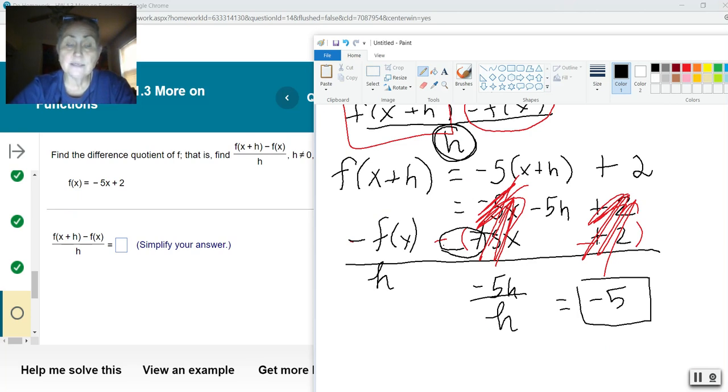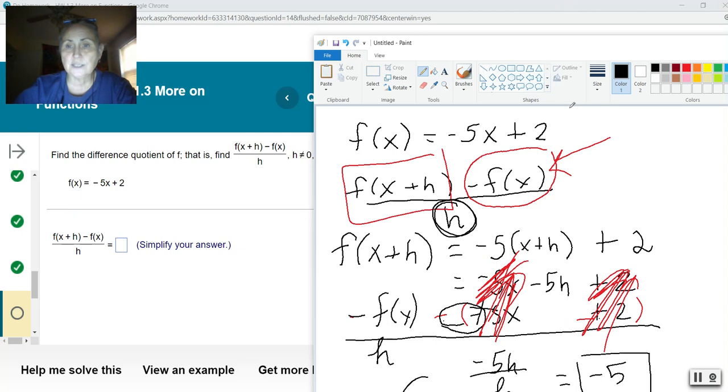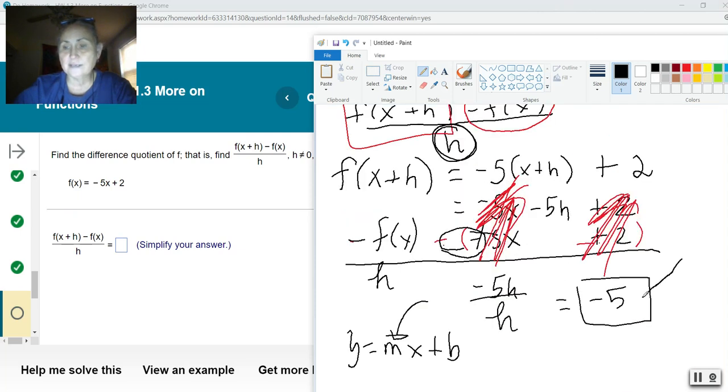When you have a line, y equals mx plus b, this slope right here tells you how you change. Let's go up and look. Look, this is a line right here. What's the slope of that line? It's negative 5. That's why I got negative 5.